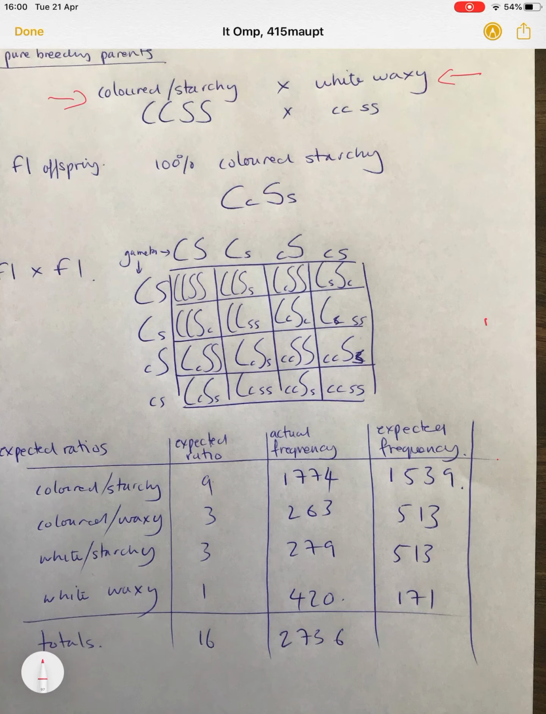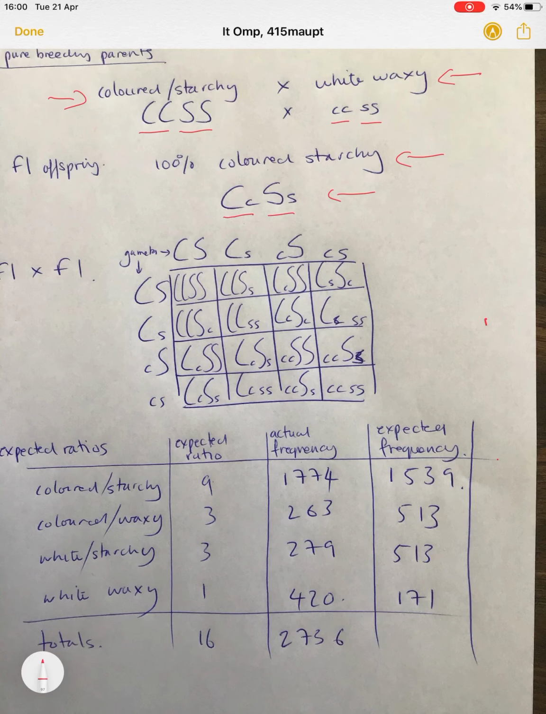And we know that 100% of the F1 offspring were coloured and starchy. So that tells us that coloured and starchy were the dominant alleles and white and waxy were the recessive. So therefore I could work out very easily that the first parent had big C, big S, and the other parent, the white and waxy one, had little c, little s, because that was 100% recessive. Because none of the offspring were white and waxy, they were all coloured and starchy. So in an F1 offspring, you always get this diheterozygous, big C, little c, and big S, little s.